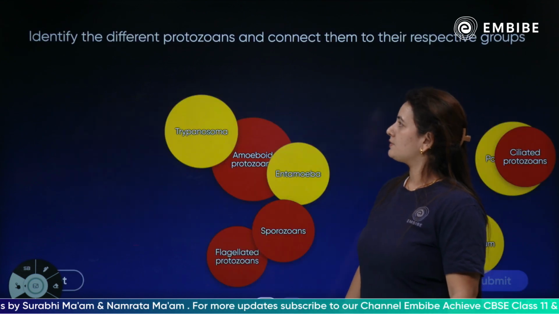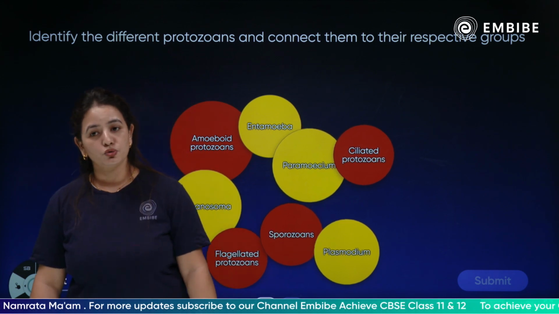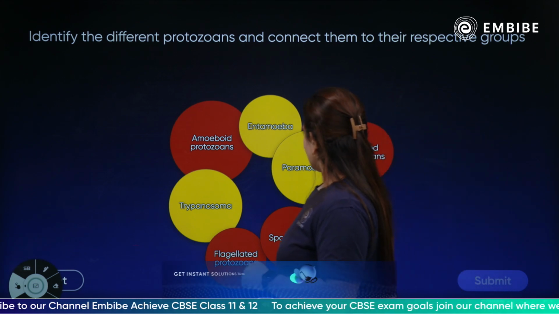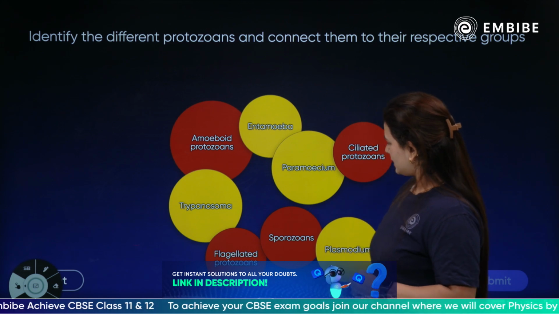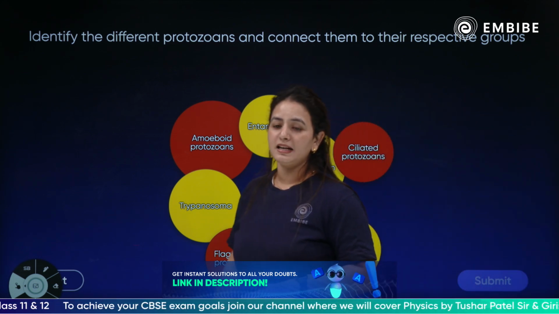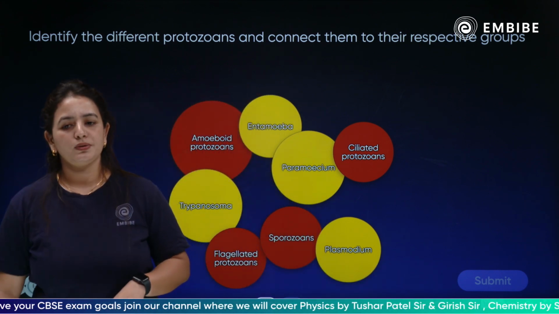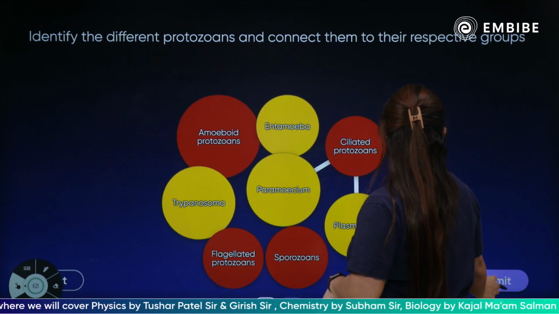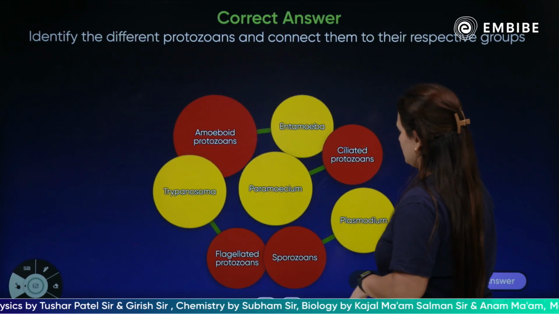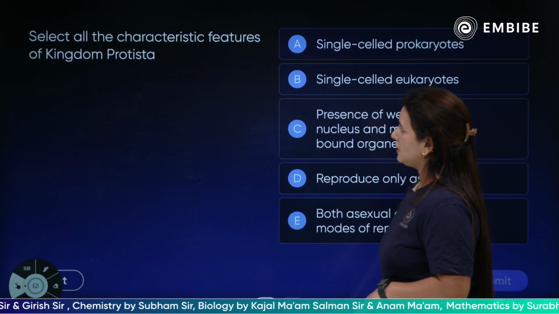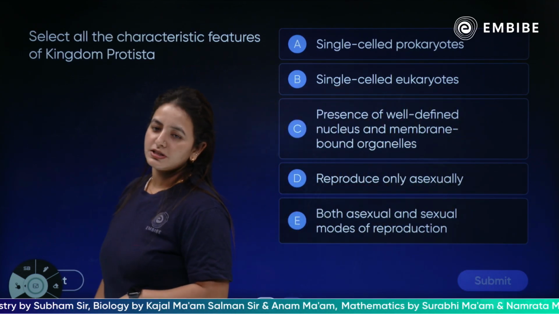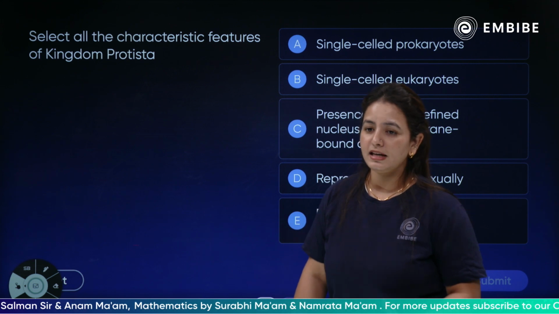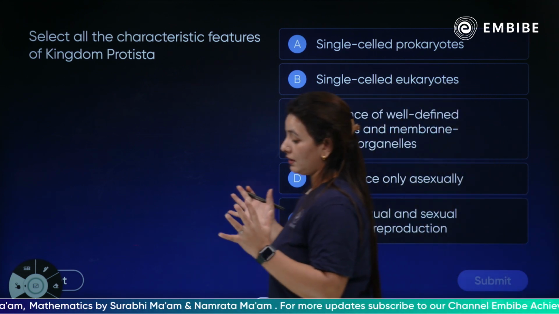Moving forward, children, we have a question for you, where you have to identify the protozoan and connect them to their respective groups. Paramecium, ciliated protozoan; amoeboid protozoan; Trypanosoma, flagellated; sporozoan, Plasmodium. Connect all of them with their respective groups. Next, select the characteristic features of the kingdom Protista: single-cell eukaryote, well-defined nucleus and membrane, reproduce only sexually. Select the correct one among them.